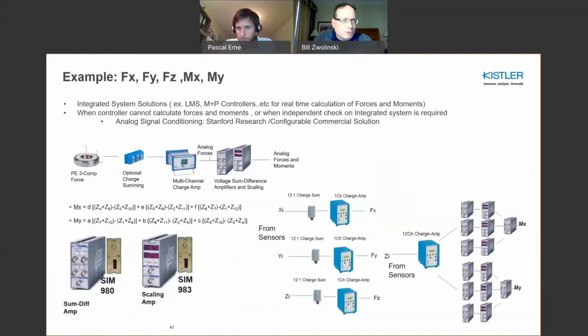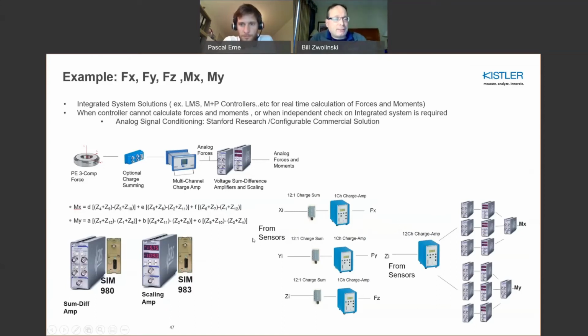Also, what's done with controllers that aren't as sophisticated, you would use, say, an analog processing method using, say, Stanford Research sum difference amps and scaling amps, and you can basically build an analog network of signal conditioning that replicates these moment systems. These are definitely not as widely used, but certainly in cases where you don't have a controller with that capability of calculation, it's an option if you need to do moment control.